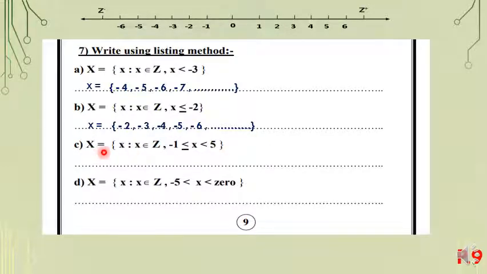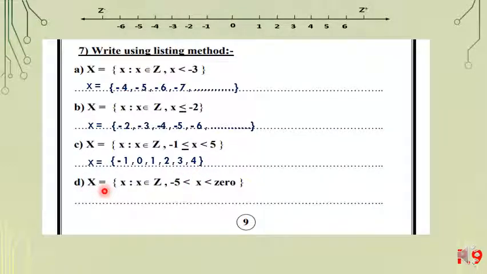Letter C, x equal x such that x belongs to z and x bigger than or equal negative 1 and less than 5. So negative 1 will be with us in the answer. X equal, here is negative 1. Where are the integers which are bigger than negative 1? We have 0, 1, 2, 3, 4. I'm going to stop at 4 because here x is bigger than or equal negative 1 and less than 5. So x equal negative 1, 0, 1, 2, 3, 4 and close the braces.